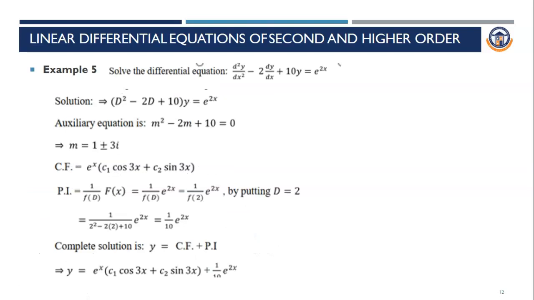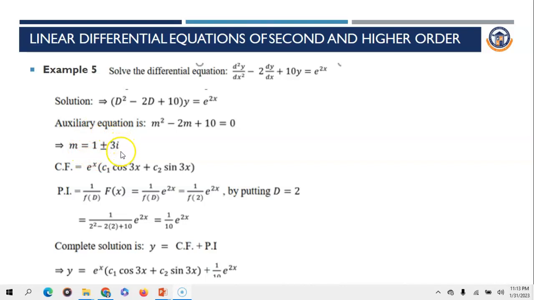Solve the differential equation d square y by dx square minus 2 into dy by dx plus 10y is equal to e power 2x. Solution: (D square minus 2D plus 10) y is equal to e power 2x. So the auxiliary equation is m square minus 2m plus 10 is equal to 0. So therefore m is equal to 1 plus or minus 3i.